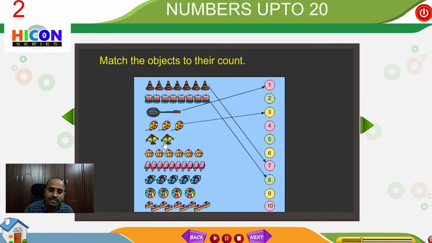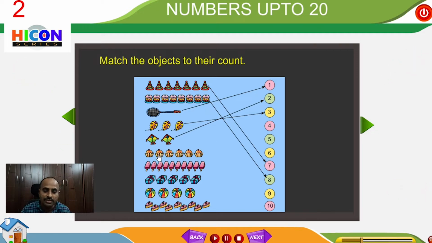So children, see the next set of pictures. In the next set of pictures, what are you observing? So you are observing kites. How many kites are there? So there are 2 kites. So this is the first kite, 1, 2. So there are a total of 2 kites. So we have to match these kites with the number 2. So where is the number 2? So let us find out. Yes, this is the number 2. So match the kites with the number 2 since there are 2 kites.